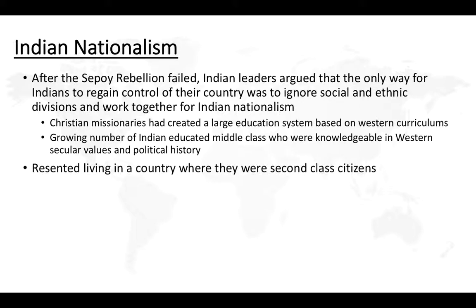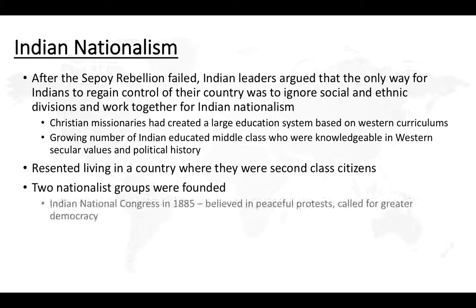They resented living in a country where they were citizens of this country first, and now they feel like second-class citizens to the British. So 2 major nationalist groups are founded, and we'll talk more about this in time period 6. One of them was called the Indian National Congress. They believed in peaceful protests, calling for more democracy. This is more of like the one that Gandhi would be in charge of.